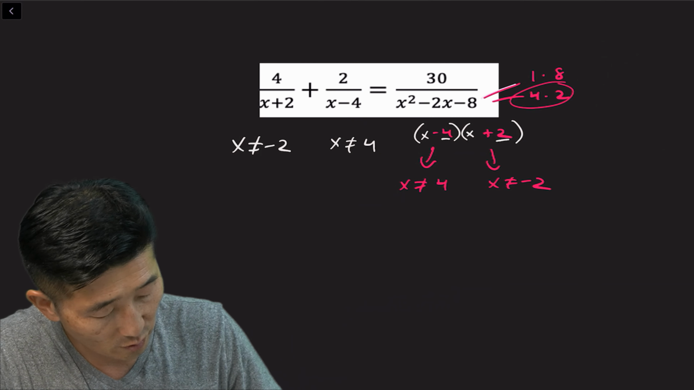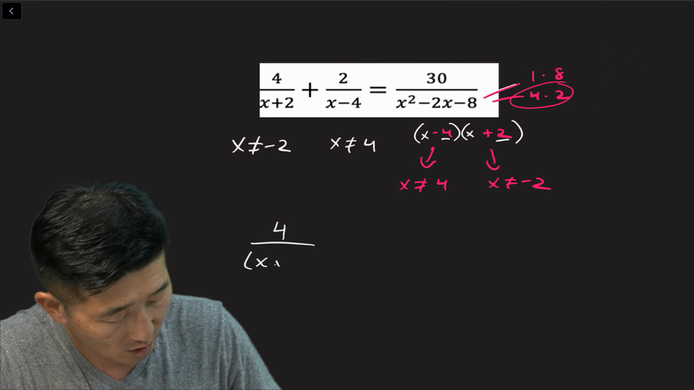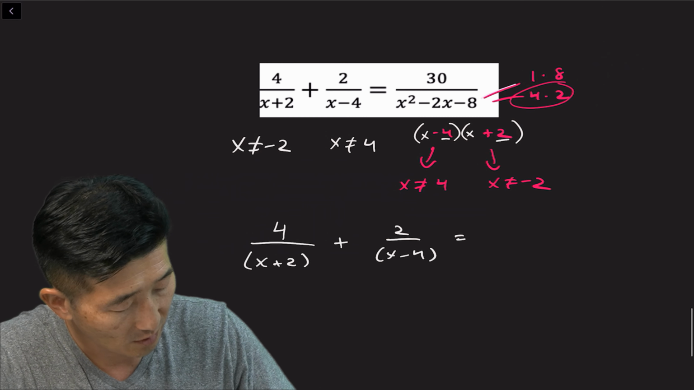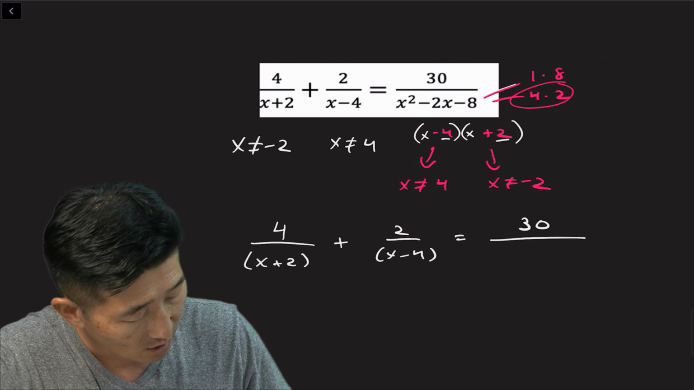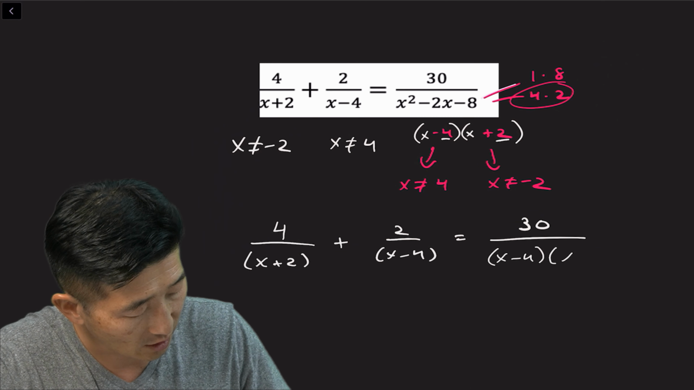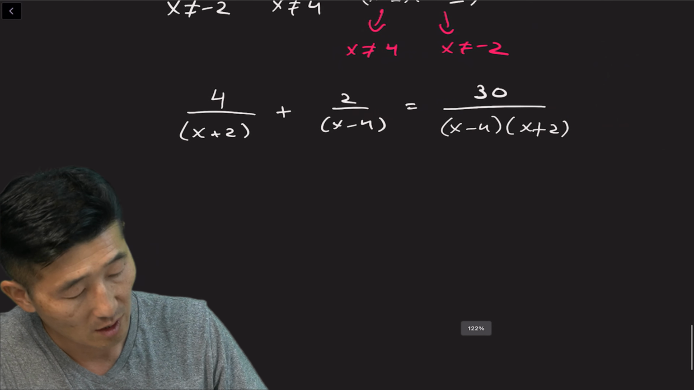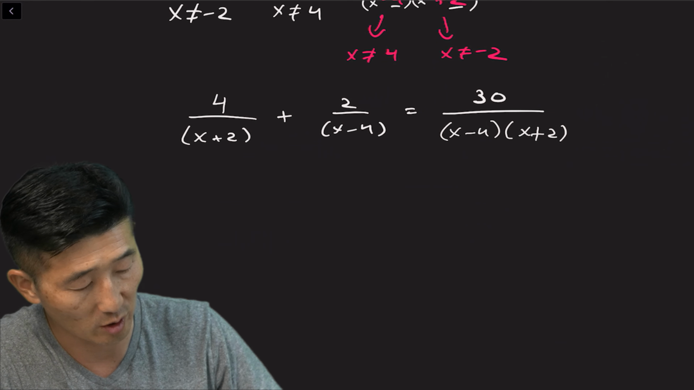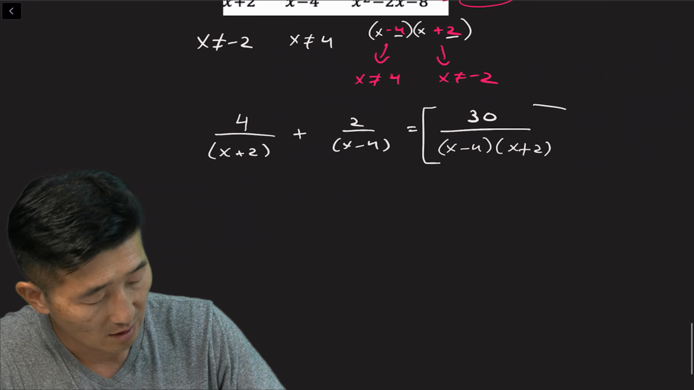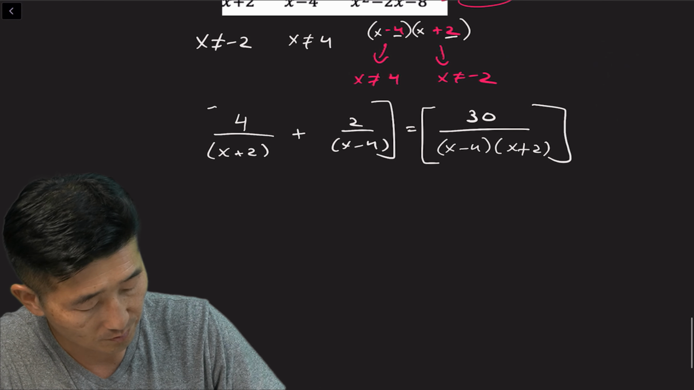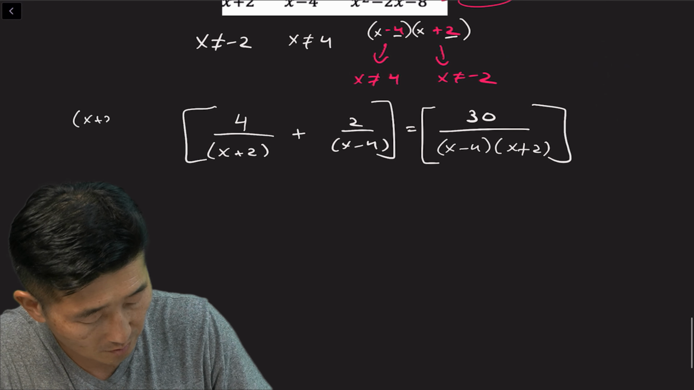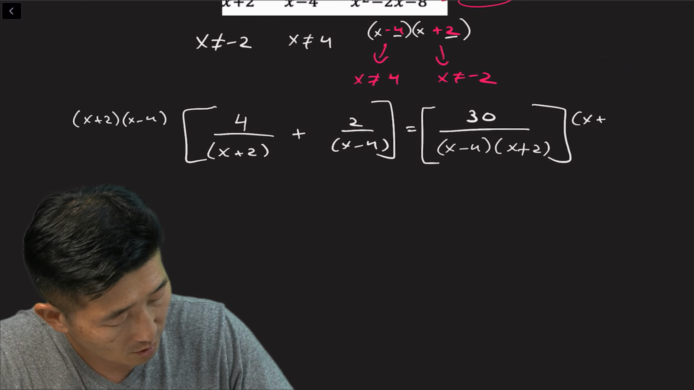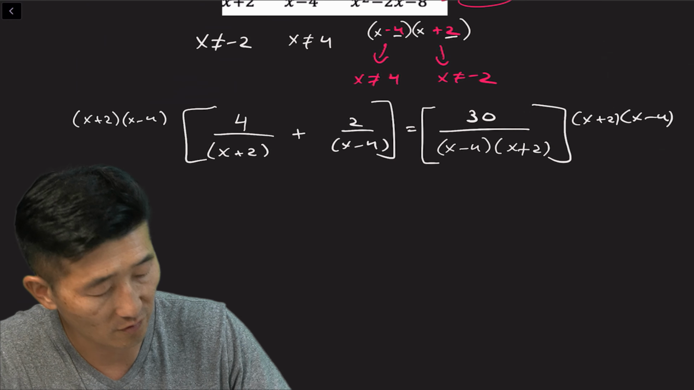2. Let's rewrite this so that we can see the common denominator visibly. 30 over x minus 4, x plus 2. And the common denominator is basically x minus 4, x plus 2. So we're going to multiply both sides by that. And here we go. X minus 4, x plus 2, x minus 4.